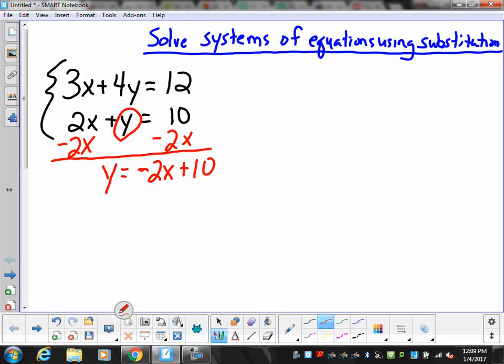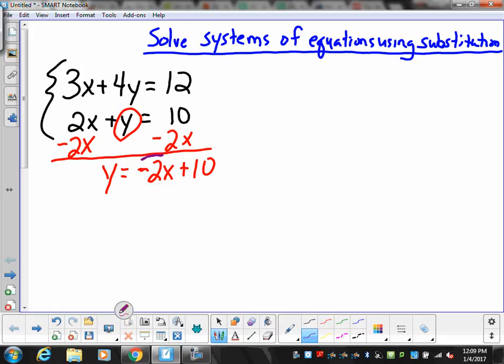Yes? Yes, it can be 10 minus 2x. And that'll end up being the same exact thing. So it just depends on if you put the variable in the front or the back. Negative 2x plus 10 and 10 minus 2x are the same thing. Okay?